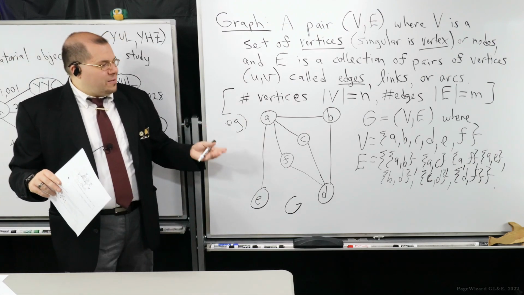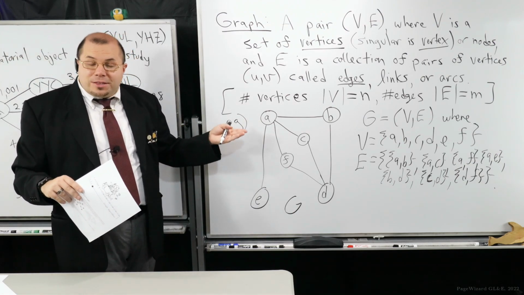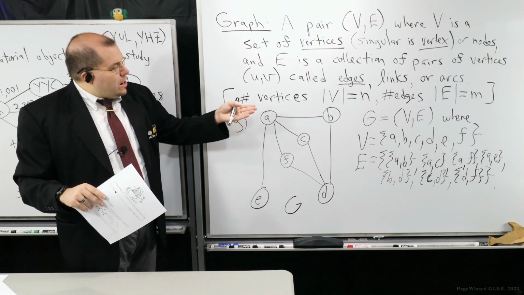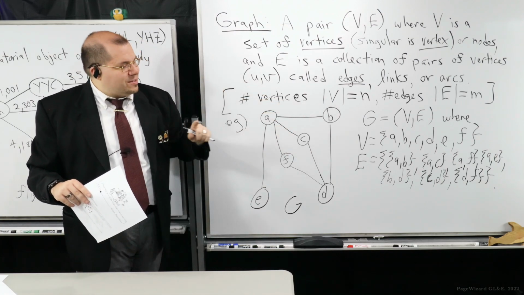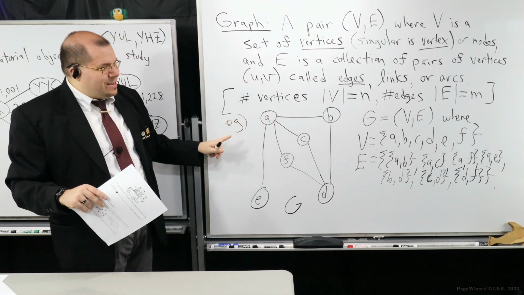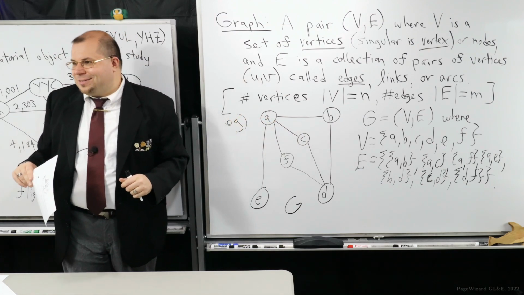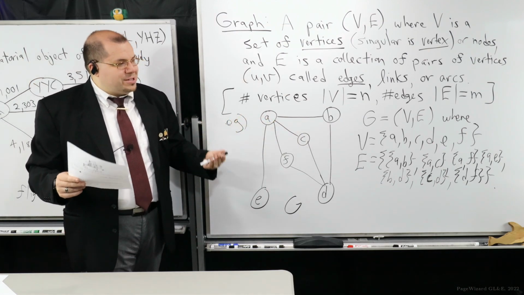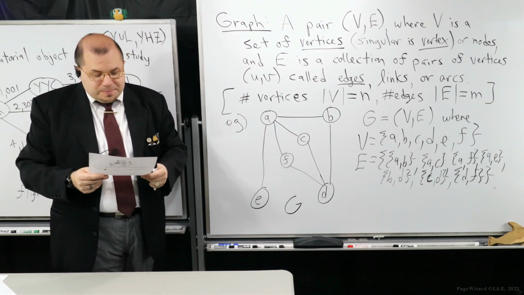Sometimes it's helpful to draw a picture to show somebody what the graph looks like. It may be helpful to describe it in this form. This is the formal way you would write it. This is the informal drawing. Sometimes drawings are going to be very helpful to understand what's going on with a graph.